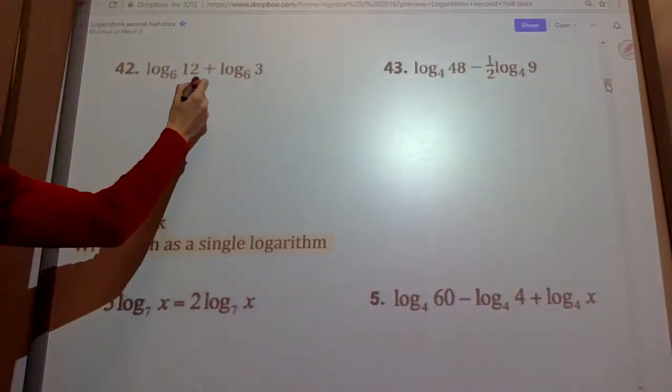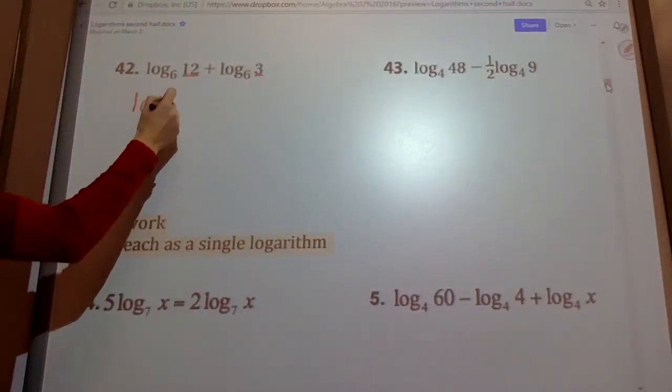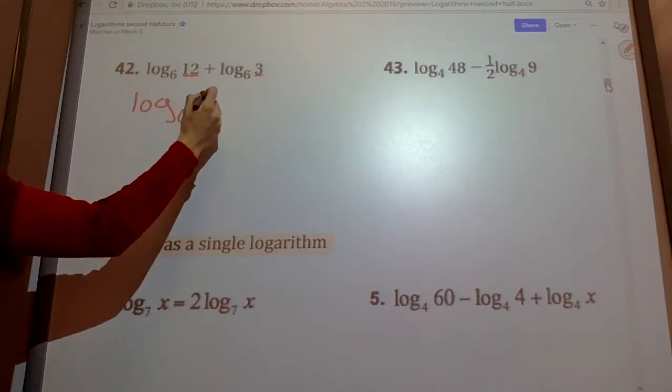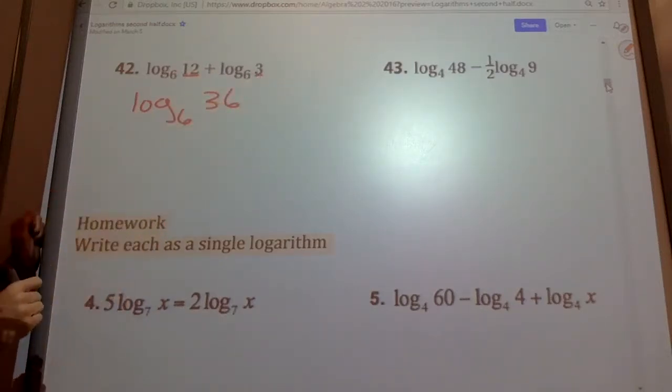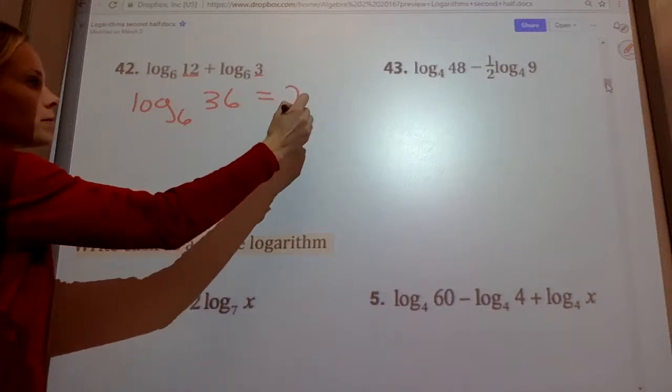So again, adding, I'm going to multiply. So 12 times 3 is 36. 6 to what power is 36? 2.